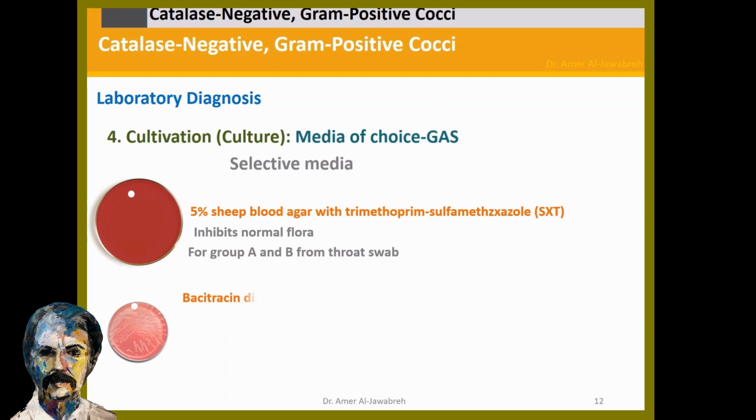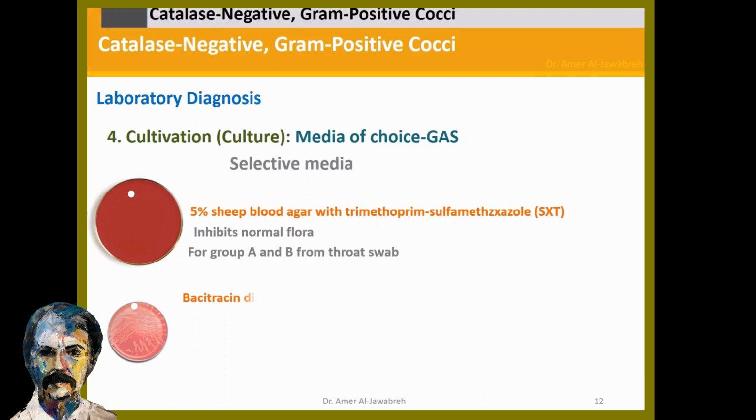What does this disc do? It inhibits all the bacteria and makes a zone of inhibition. In this zone of inhibition, some bacteria may grow. And the bacteria that grows in this zone of inhibition is Streptococci. That's theoretically speaking. Practically speaking, things might seem more difficult than what you say.